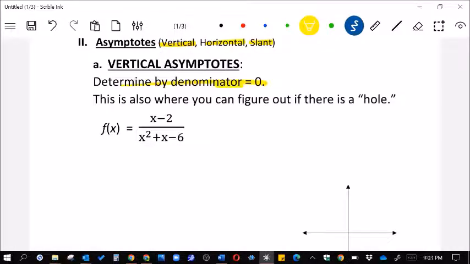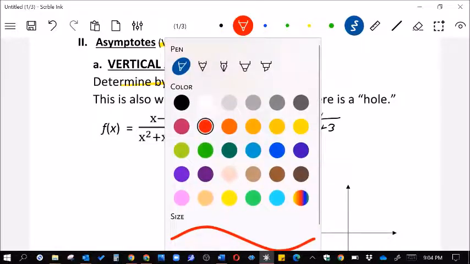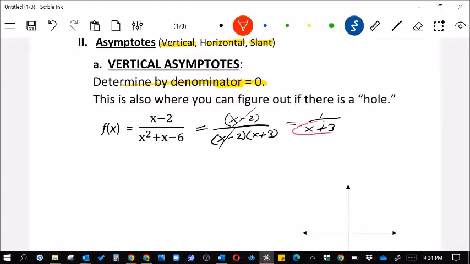What do I mean by that? So in this one here, let's go ahead and factor there. That's plus 3. Now, because these cancel out, we have 1 over x plus 3. So what that means, this x plus 3 equals 0, x equals negative 3. That is the asymptote.